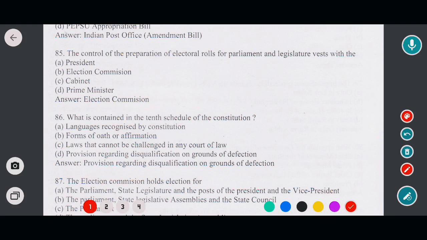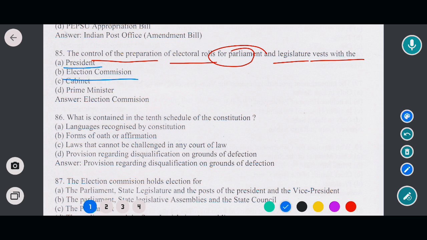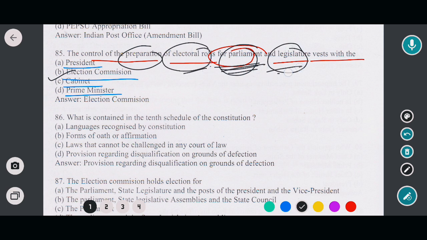Next question is about the control of the preparation of electoral rolls for the parliament and the legislature vests with, the options are President, Election Commission, Cabinet, and the Prime Minister. So the correct option would be option B, that is Election Commission. That means all the electoral roll of the parliament and the legislature is under whose control?